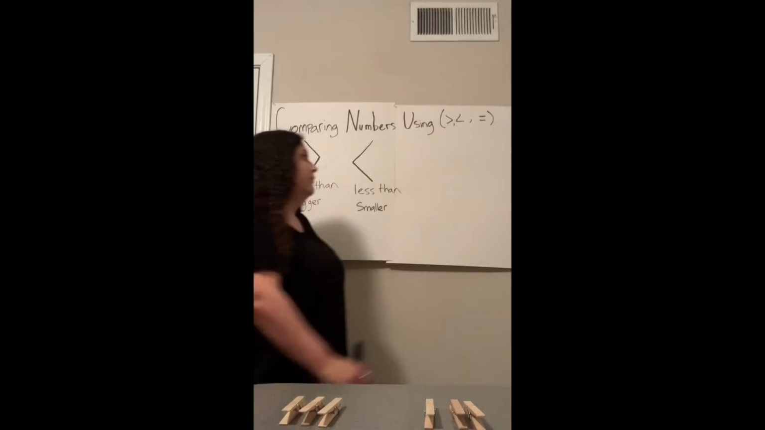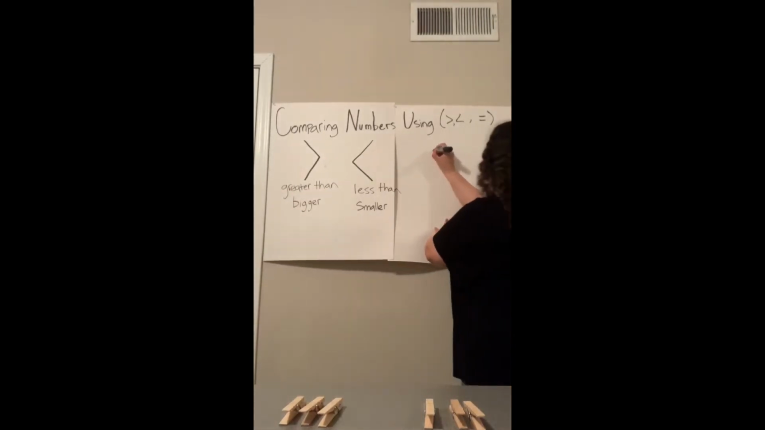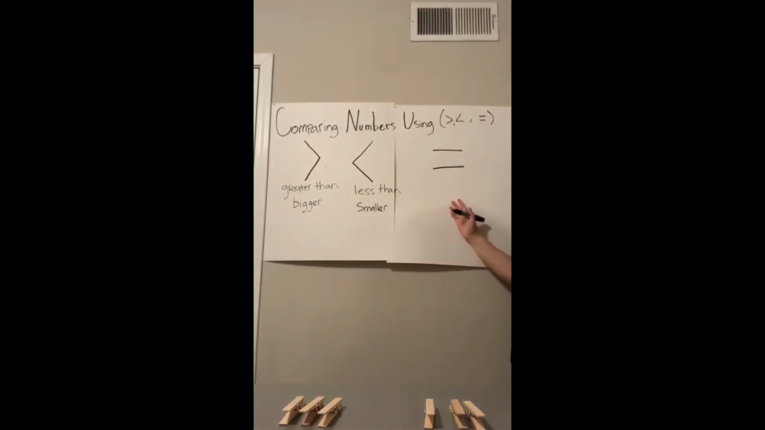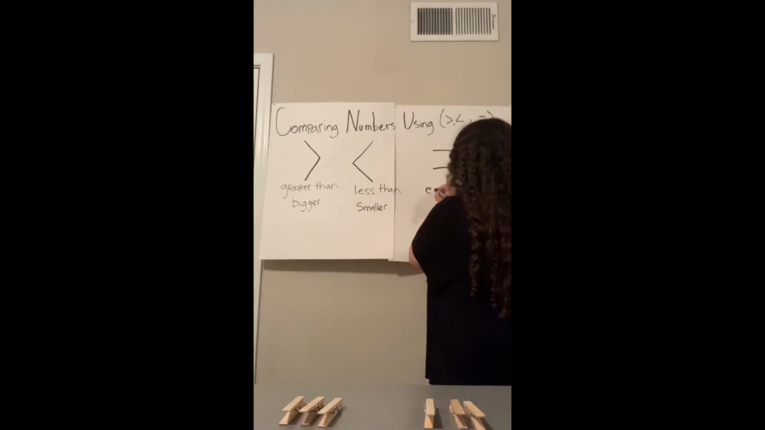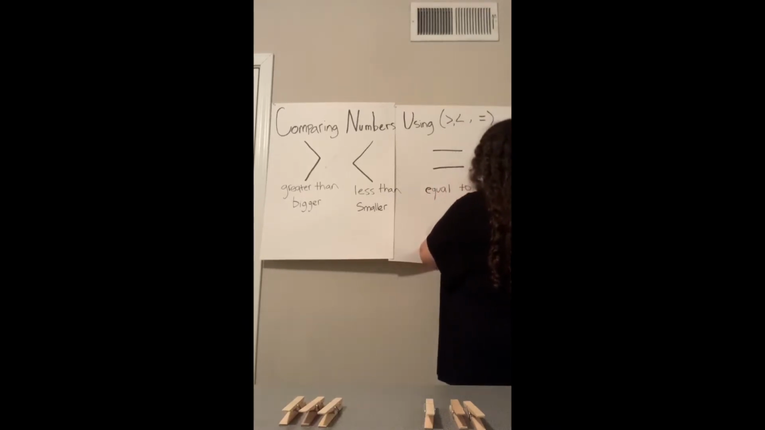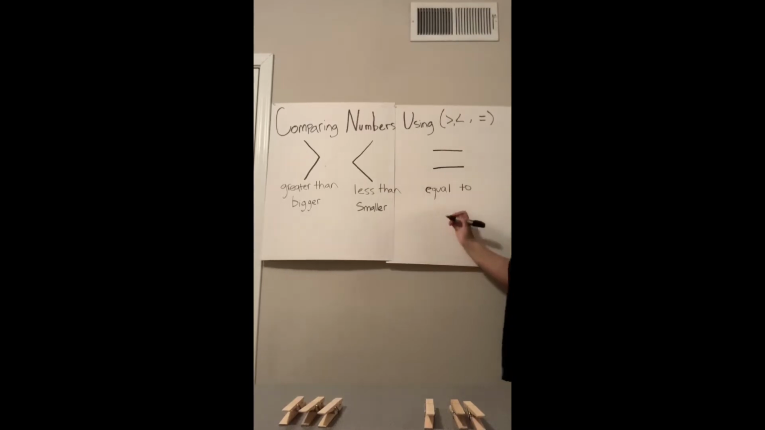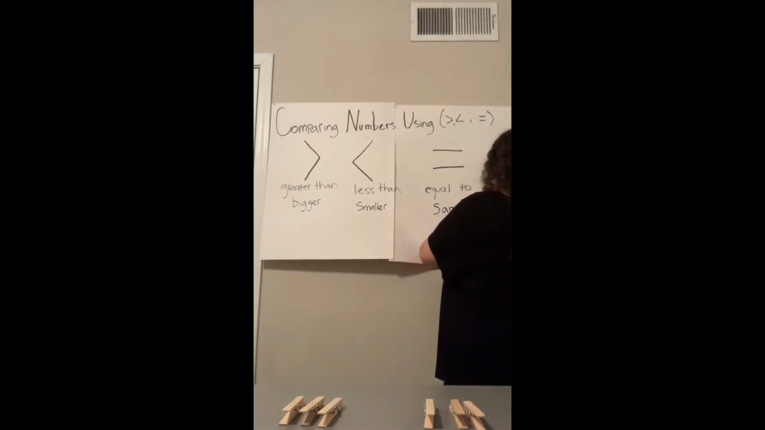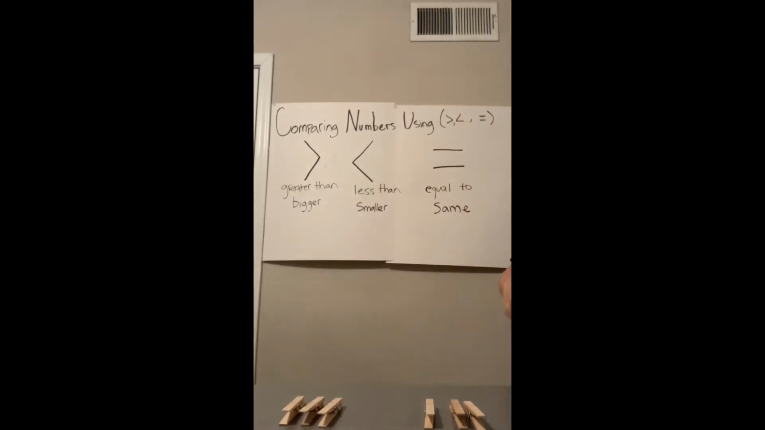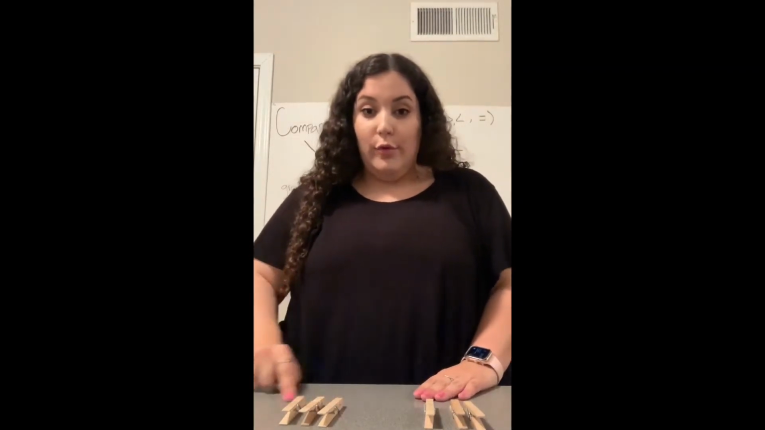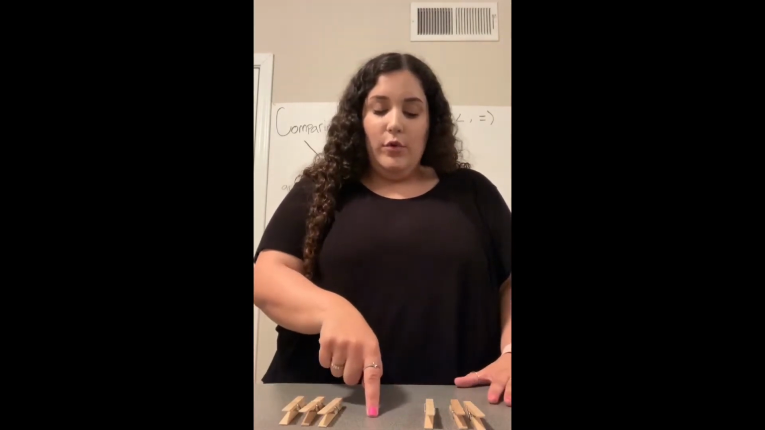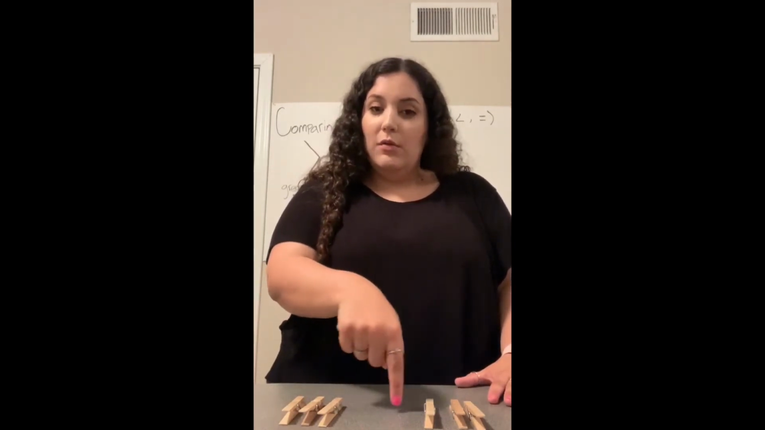And we have our last one, which is our equal sign. We call this equal to. Equal to is going to mean the same. This one is a great example of our clothespins. When we counted them, we had 3 clothespins and 3 clothespins, which are the same. So the symbol that would go in the middle of this would be an equal sign.